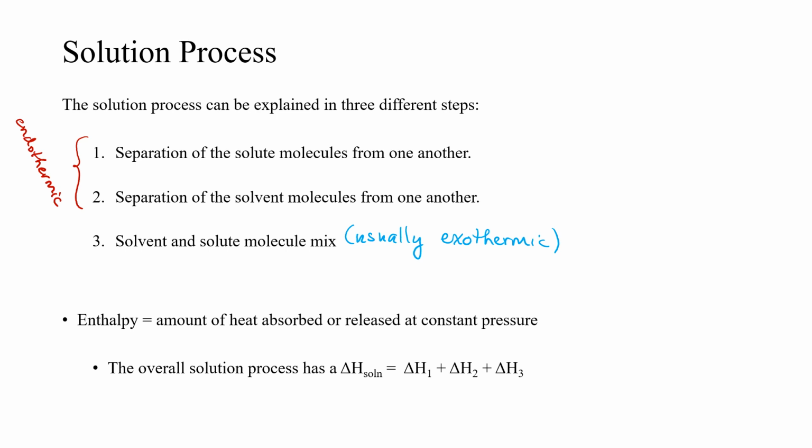Now, just as a review, enthalpy is a name that we use for an amount of heat. When we talk about enthalpy, it's an amount of heat that is absorbed or released at constant pressure. So when the amount of heat is absorbed, it means that that's endothermic.